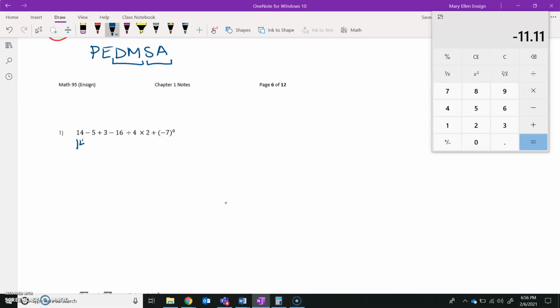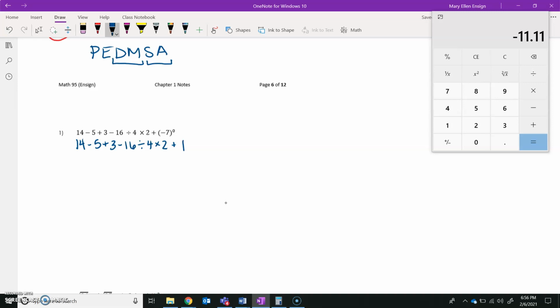So I'm going to rewrite everything that goes up to that exponent. And we know from above that anything raised to the 0 power is going to be 1.